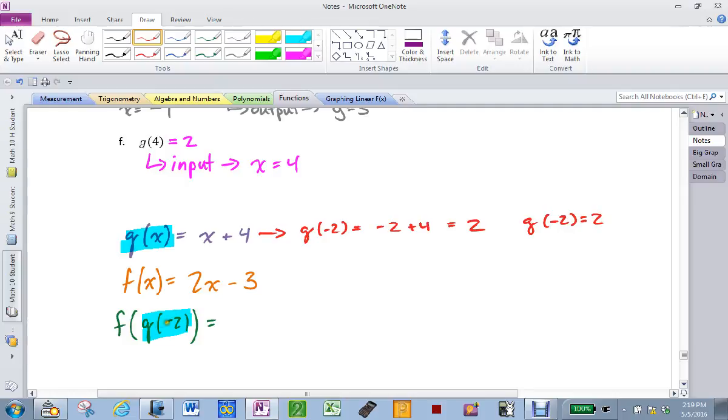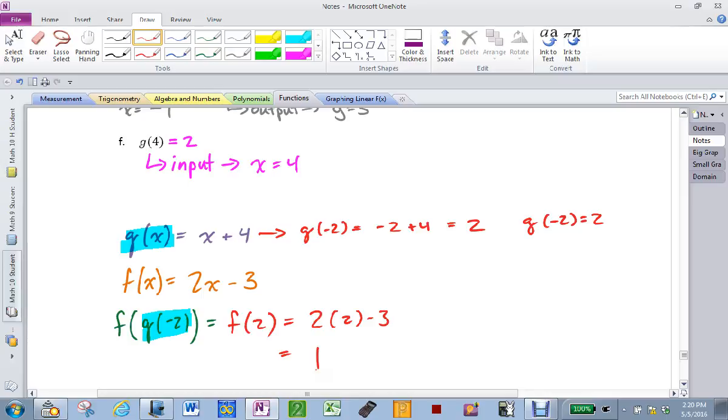What's that say? G of negative 2. What is the G of negative 2? 2. So what is this? It's really the f of 2, isn't it? Well, the f of 2 is right here, isn't it? What did this x become? 2. So I write 2 times 2 minus 3, which is 1.